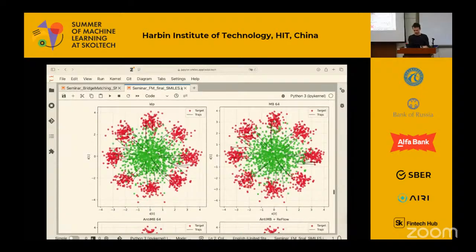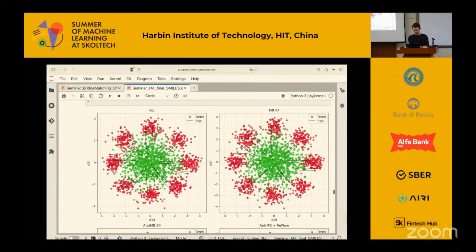So again, this is the independent one. You can see the trajectories are not very straight, but this is the least computationally demanding experiment that we had so far. Mini batch one adds a bit of computation on top, but the trajectories are straighter than the independent ones.